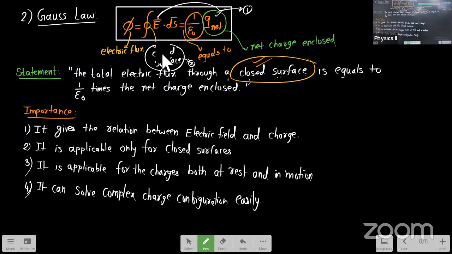And what is the third importance of Gauss law? It is applicable for charges which are both at rest as well as in motion. And what is the fourth importance of Gauss law? It can easily solve complex charge configuration. I hope you understood this answer. So let us move on to the next important concept from this chapter. Next important concept, that is electric field intensity.